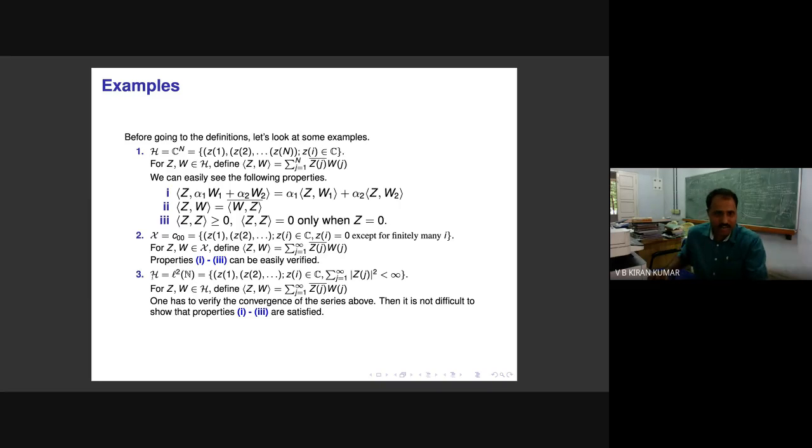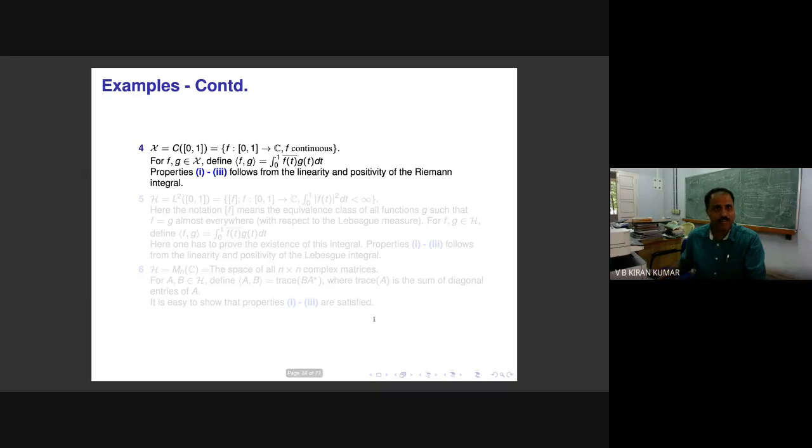So this is a very important space; later we will prove that it is a Hilbert space. This is a very important space, l2. Okay. Now let me continue the example.